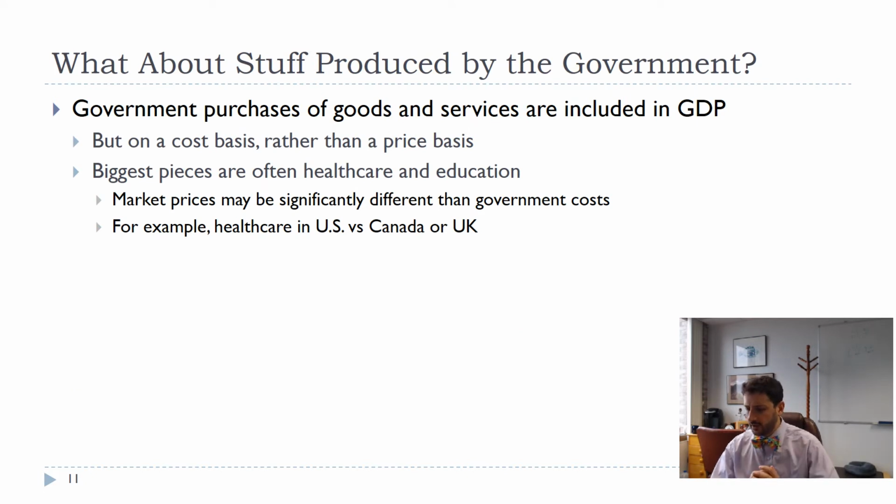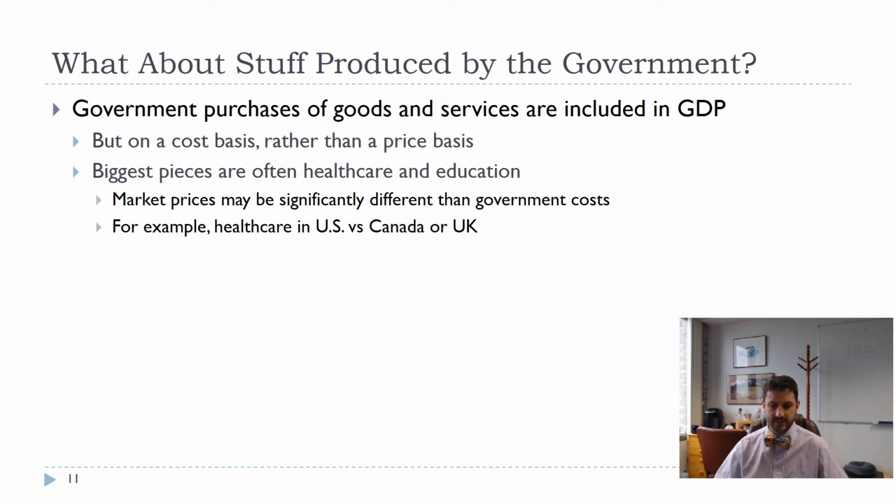So the government plays, in some countries, a very big role. Like over 50% of GDP is produced by the government. In the United States, it's less. It's more like 30% of GDP. It's about the same in Japan. But it varies a lot by country.